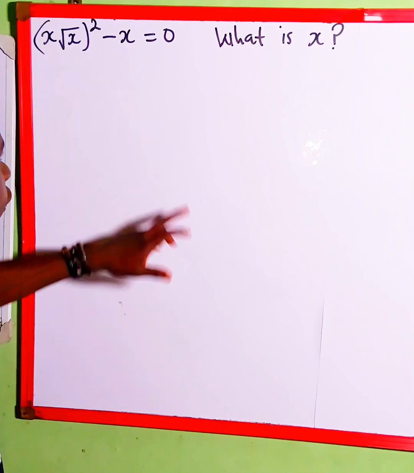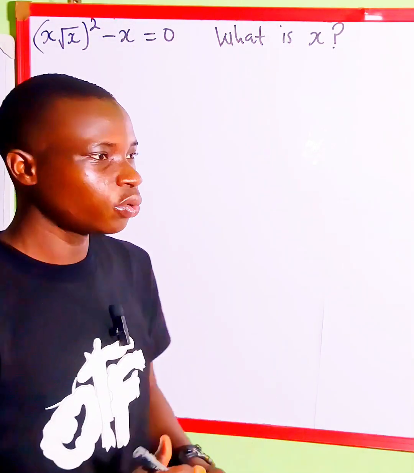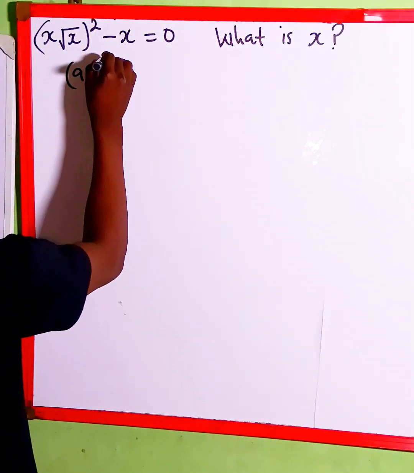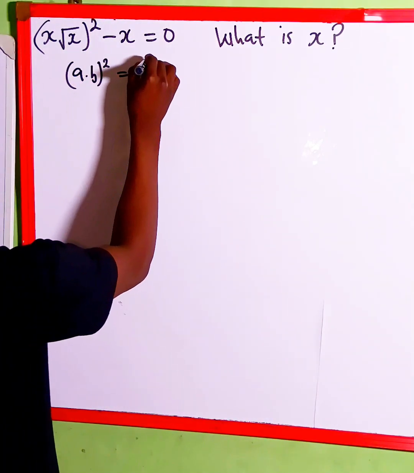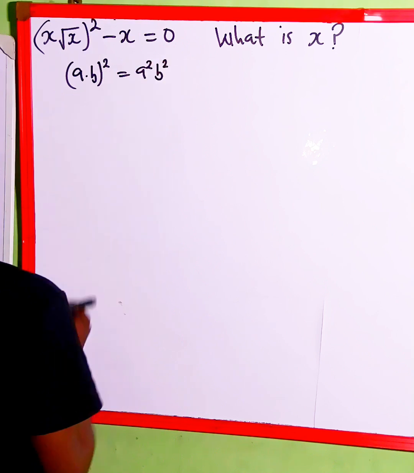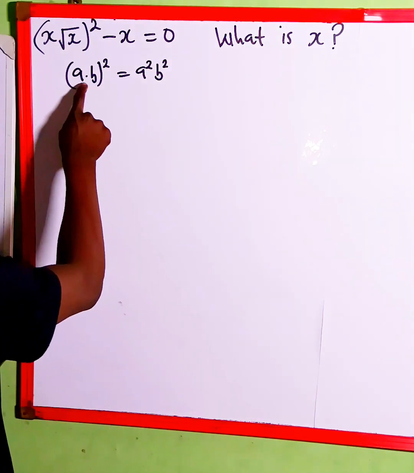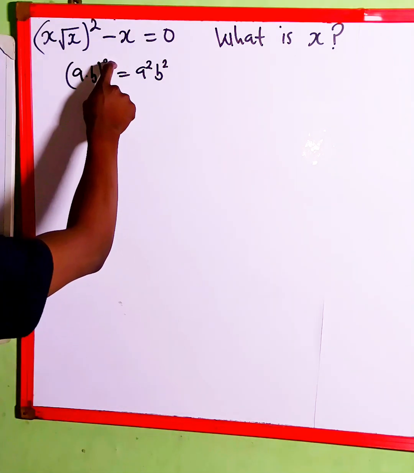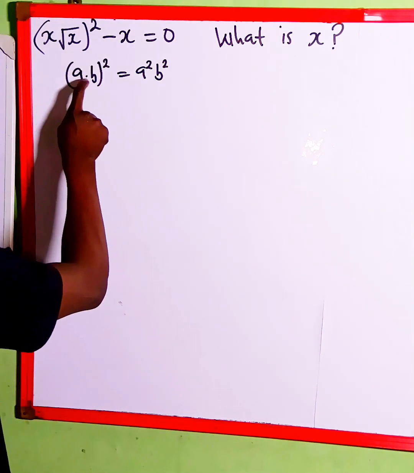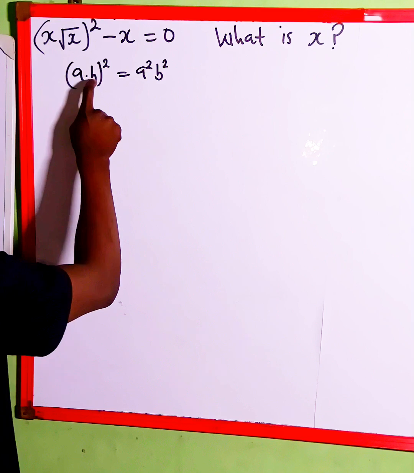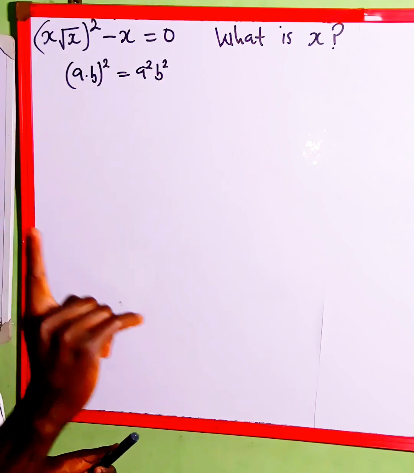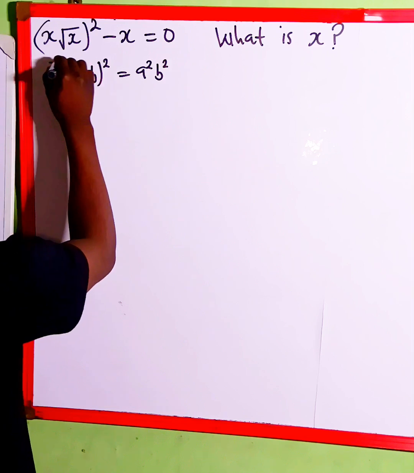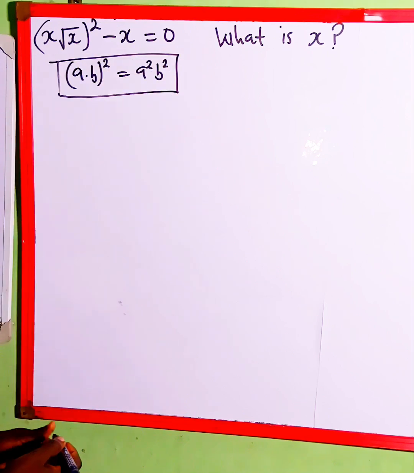To solve for the value of x from this equation, the first thing we need to recall is that when we have a multiplied by b all squared, this is the same as a squared times b squared. Since the operation separating these numbers is multiplication, the square affects both a and b. But in the case of minus and plus, it doesn't work this way. So this is the first property we are going to apply to this equation.